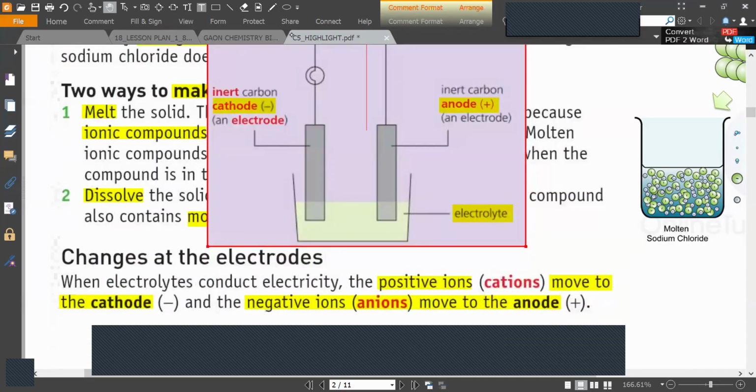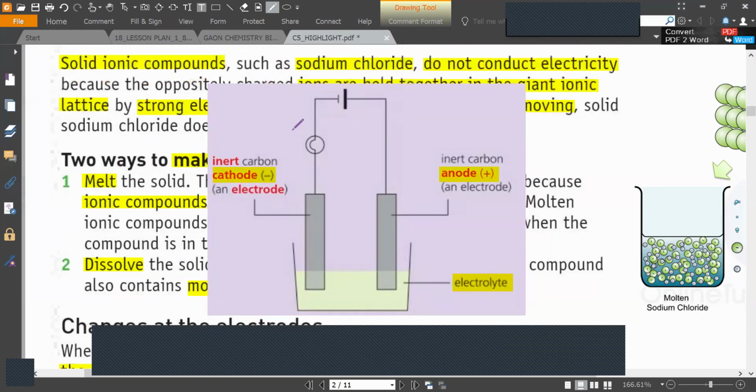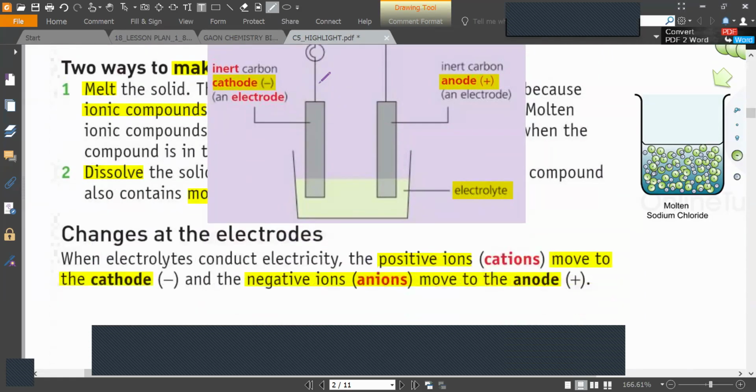So we can see there are two electrodes. The anode is connected to the positive terminal. The cathode is connected to the negative terminal.